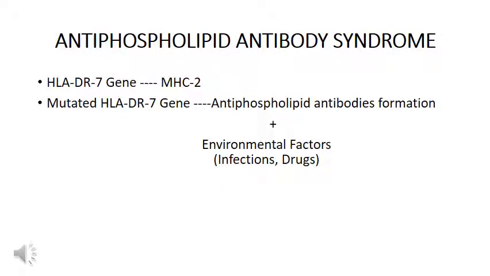We have the HLA-DR7 gene in our body, which is responsible for the production of the MHC2 molecule, a protein. What is the role of the MHC2 molecule? MHC2 molecules are present on the surface of our immune cells and act as antigen presenting molecules. We are not going into detail because we are not discussing immunology here. We can discuss immunology in our coming lectures, but not in first year.